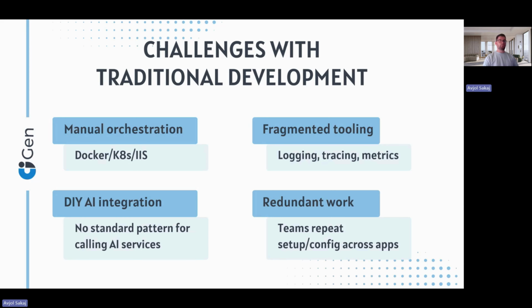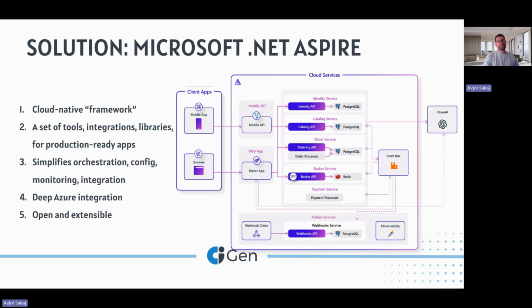So we are trying to minimize all these things and have a solution for it. The solution for all these problems, of course, is Microsoft .NET Aspire. It's cloud native. It's designed specifically for .NET applications, but you can also include other applications like Node.js, Python, and Java if you need to.